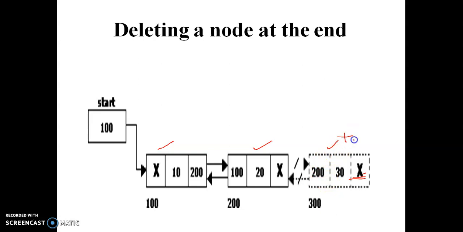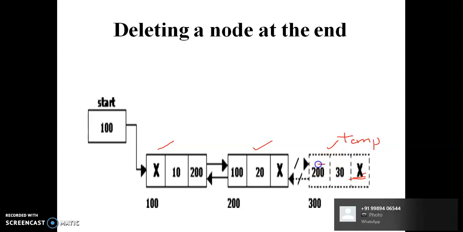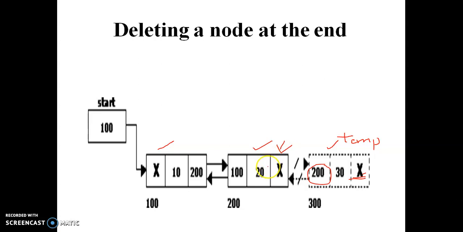This is the temp node, and from here we are going to the temp of left. Temp of left is this, that is nothing but the 200 address. This is the temp of left. Temp of left of right: this node's right address, this node's right pointer, which points to our current node.